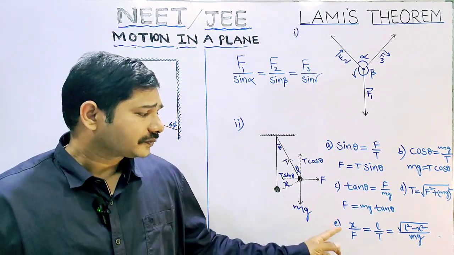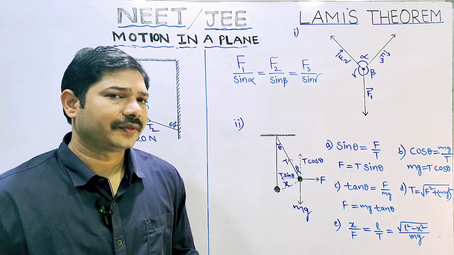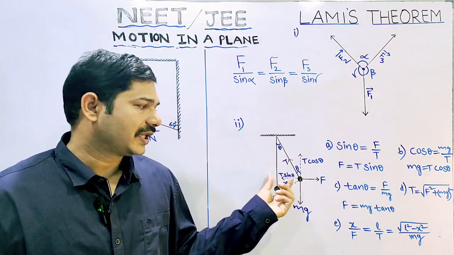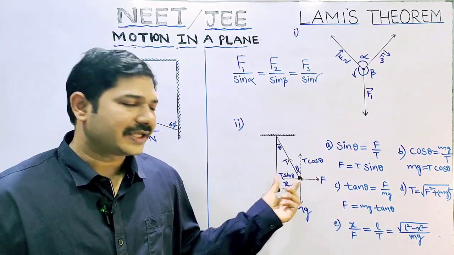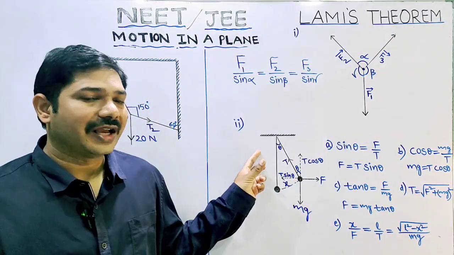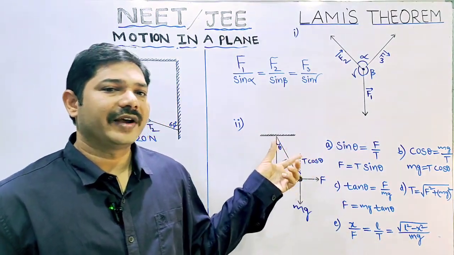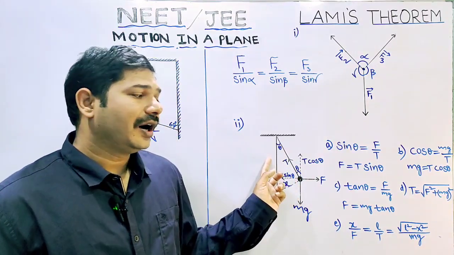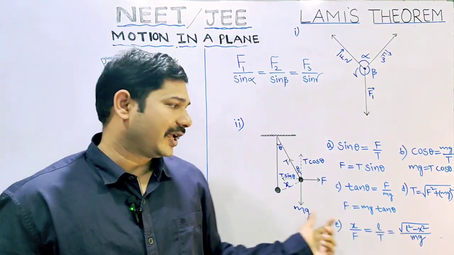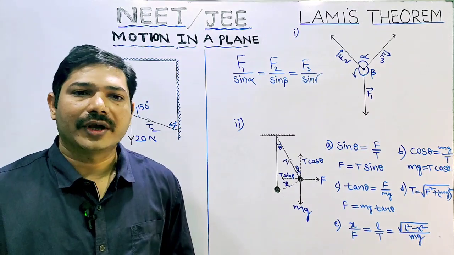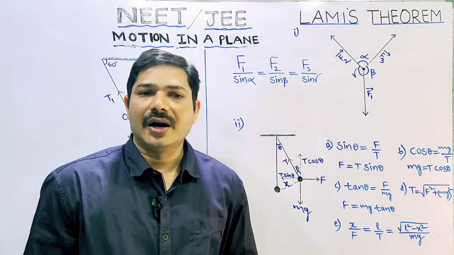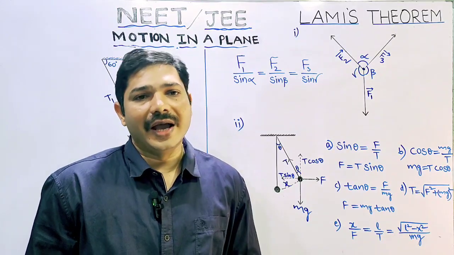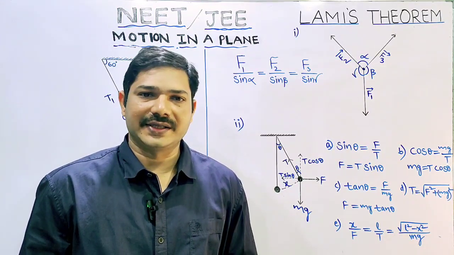Here, by comparing, we can take x by F, along the horizontal lines. x by F equals the length L by T. Here we are taking the length and tension, so L by T. And the square root of L square minus x square, by mg, we can take. Using these formulas, how to solve the problems and how they will ask, along with numericals, we'll discuss now.